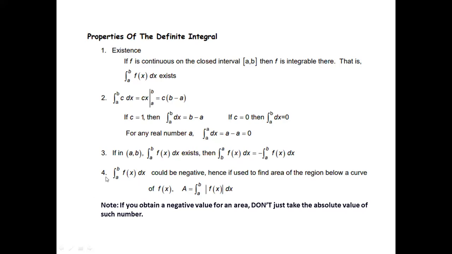Now, property number 4. If the function of x is integrated from a to b, and it could be negative, hence, if used to find the area of the region below a curve of the function of x, the area of that particular curve below the axis, that is why it's negative, should be the absolute value. Okay, this may be quite hard to understand since we have not yet reached the topic of plane areas, which is one of the many applications of integral calculus. But this is just what you're going to understand, class.